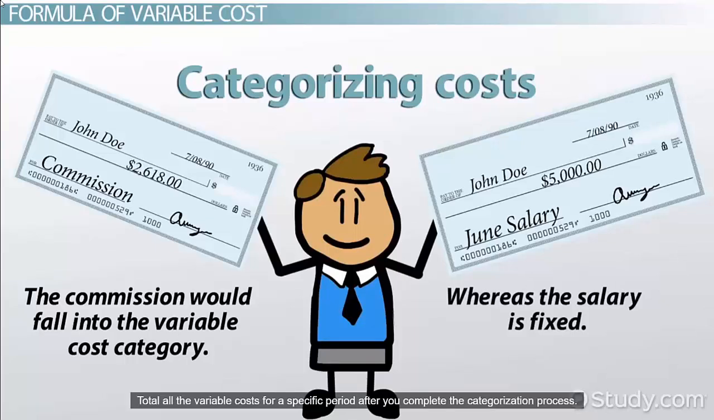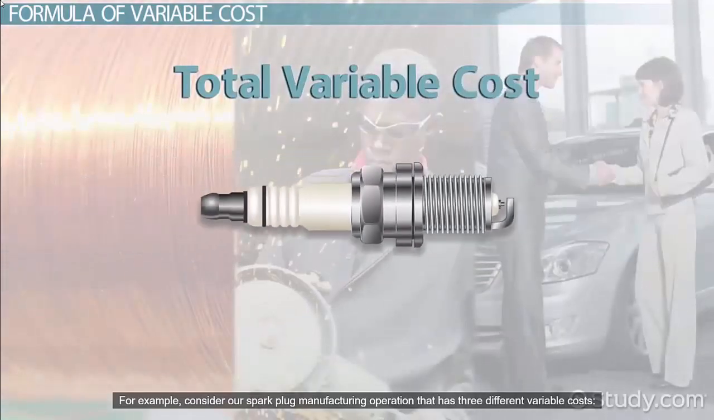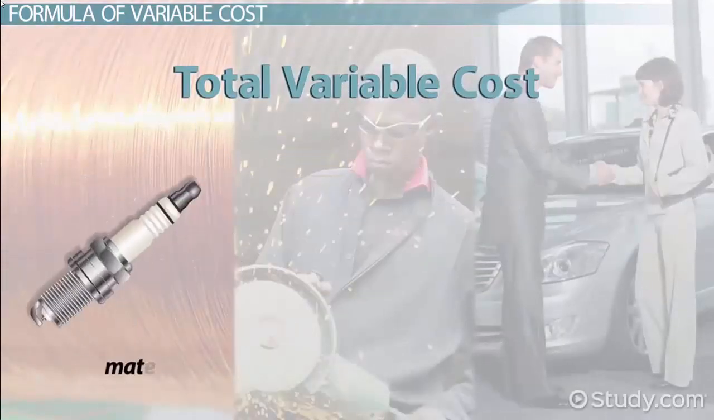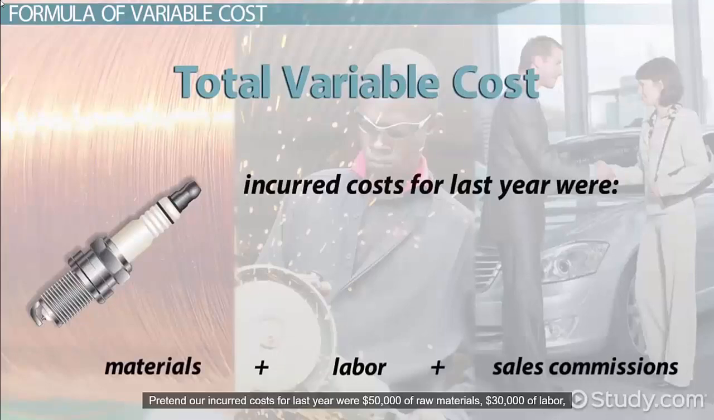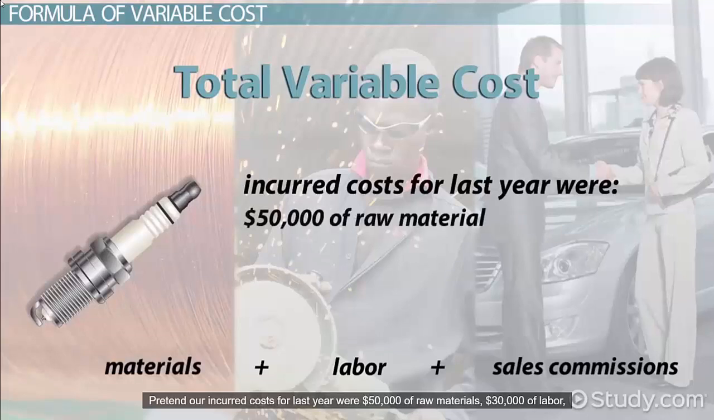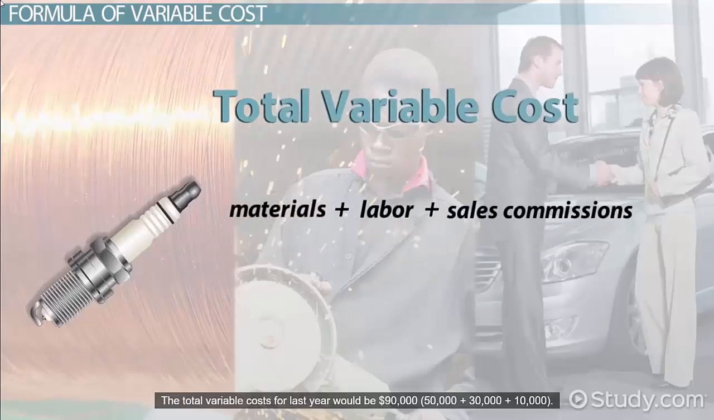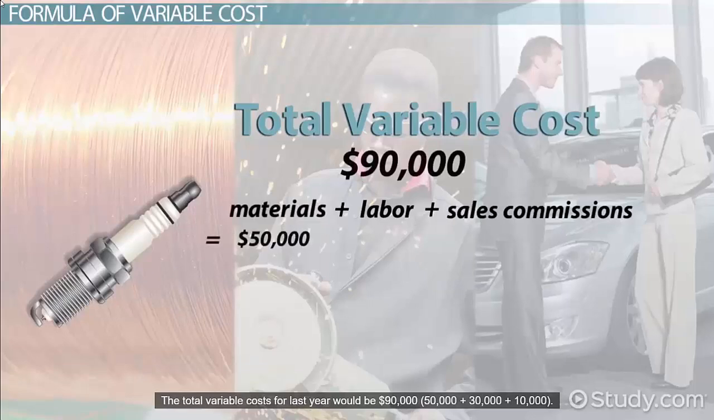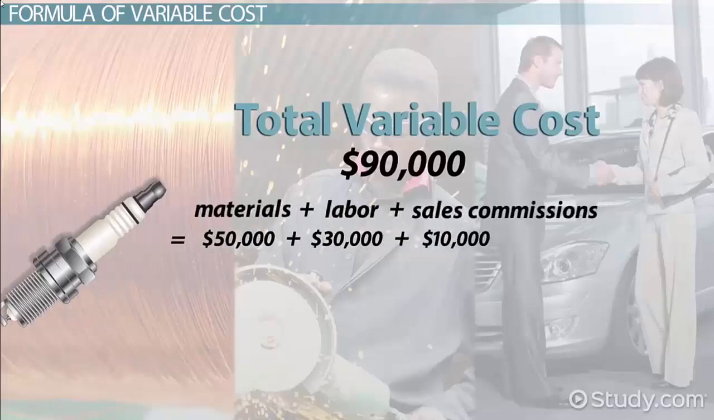Total all the variable costs for a specific period after you complete the categorization process. For example, consider our spark plug manufacturing operation that has 3 different variable costs: materials, labor, and sales commissions. Pretend our incurred costs for last year were $50,000 of raw materials, $30,000 of labor, and $10,000 in sales commissions. The total variable costs for last year would be $90,000, $50,000 plus $30,000 plus $10,000. These expenses are specifically tied to the production activities for last year.